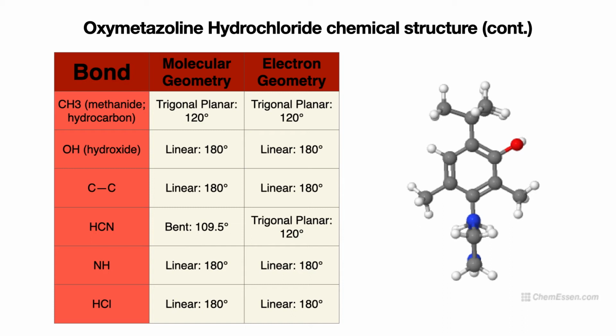The NH, or nitrogen-hydrogen bond, has a linear molecular and electron geometry, and the hydrochloric acid HCl molecule also has a linear molecular and electron geometry with a bond angle of 180 degrees.